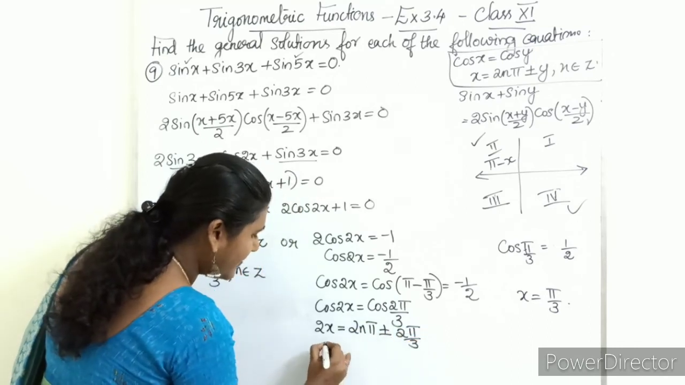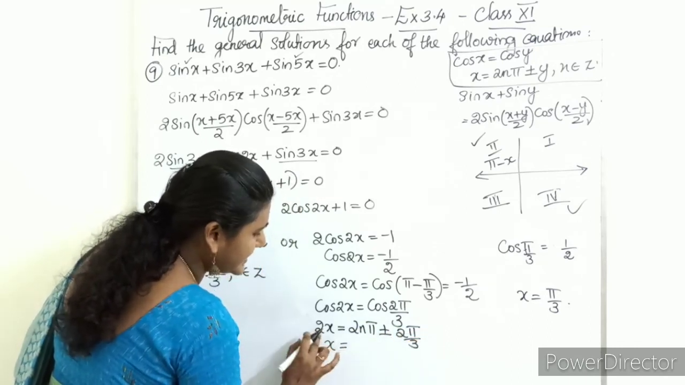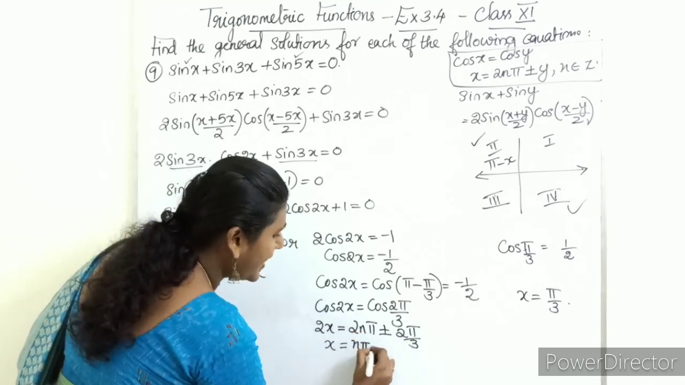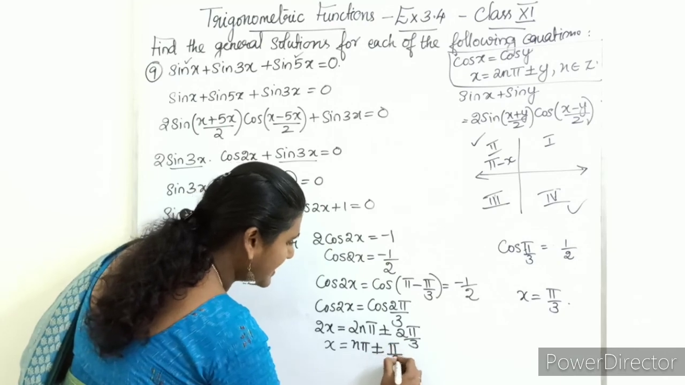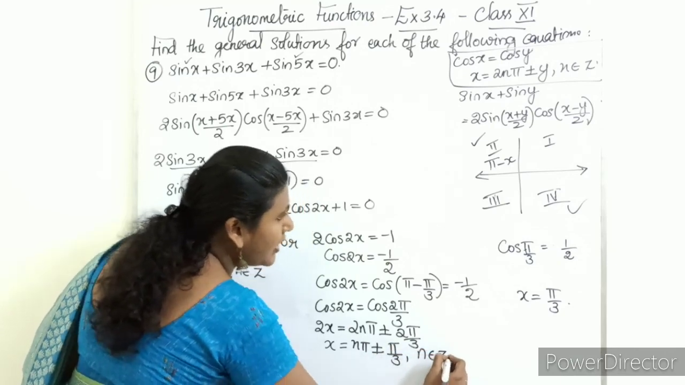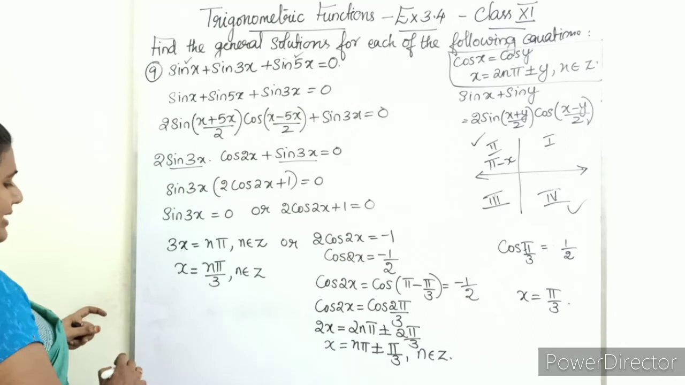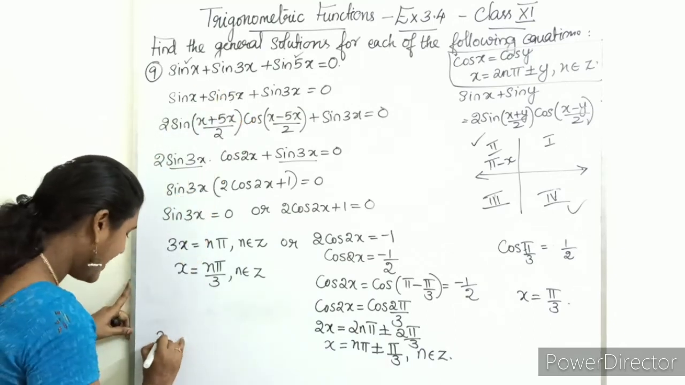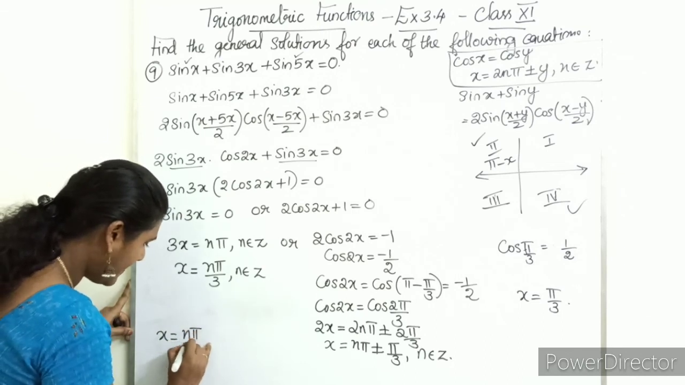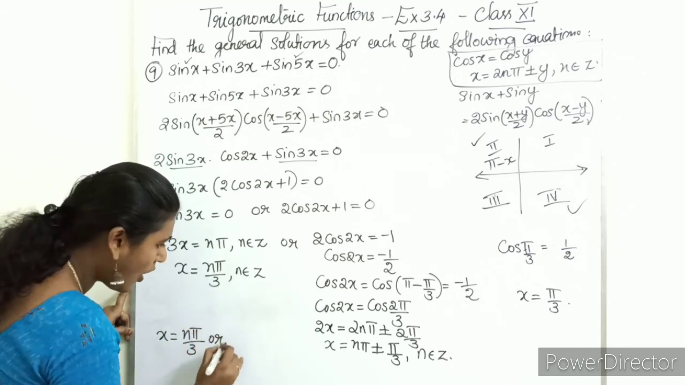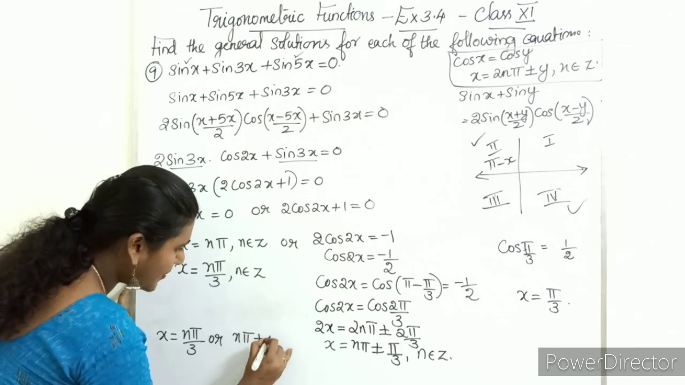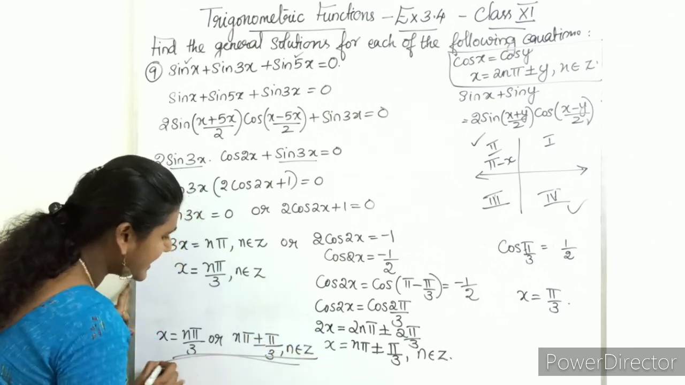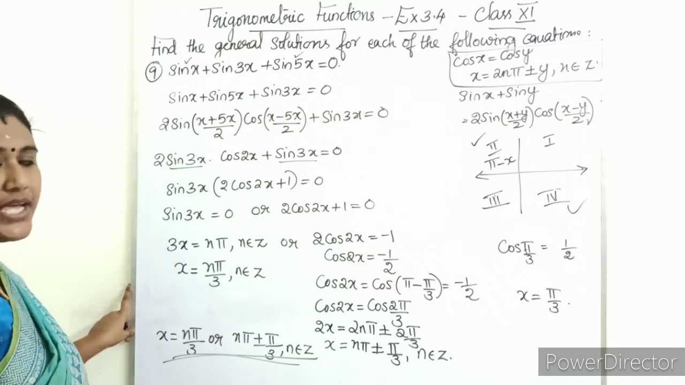So from this we will find the value of x. X is equal to, we will divide each term by 2. So you will get n pi plus or minus pi by 3, where n belongs to Z. Now we will write these two values of x together. That will give you the general solution. So x is equal to n pi by 3 or n pi plus or minus pi by 3, where n belongs to Z. So this is the general solution of the equation.